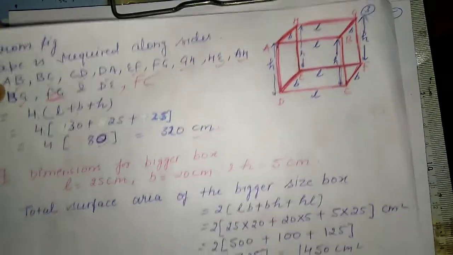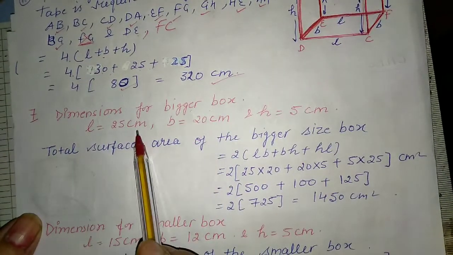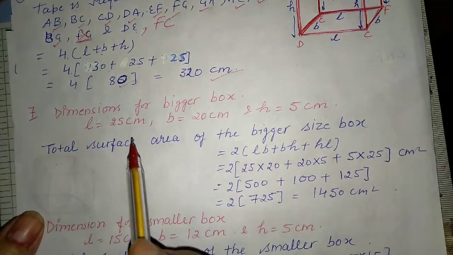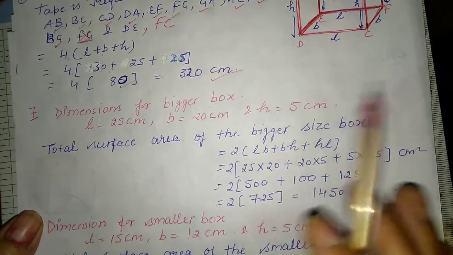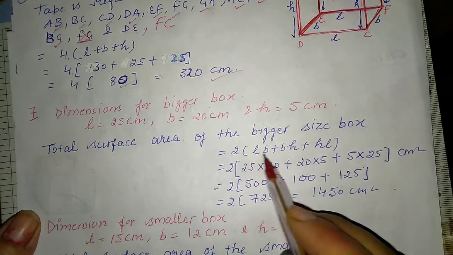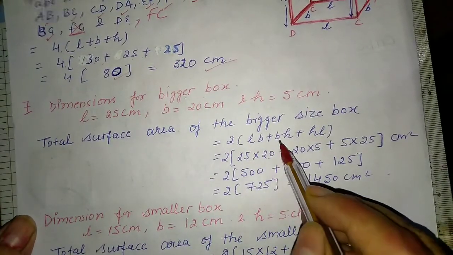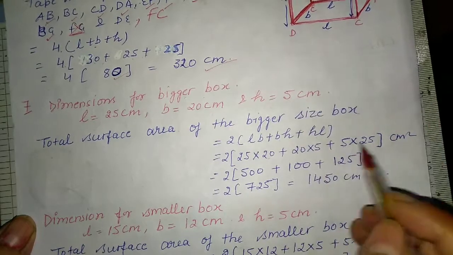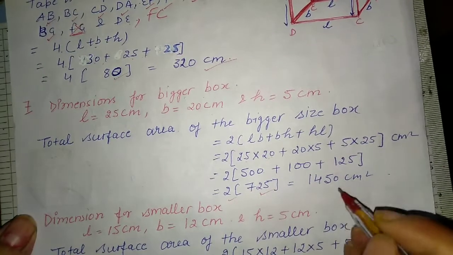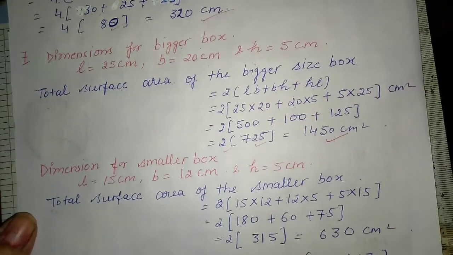Okay, so dimensions for the bigger box. Bigger box we are having here. This is the bigger box. Length is 25 centimeter, breadth is 20 and height is 5 centimeter given. Total surface area of the bigger size, because the box is completely closed with lid and base and all the 4 walls. So total surface area we will find here: twice of LB plus BH plus HL. L is given 25, B is 20, H is 5 here. So we will get the calculation here, 725 into 2, that is 1450 centimeter square. This much of area is required for one bigger box.